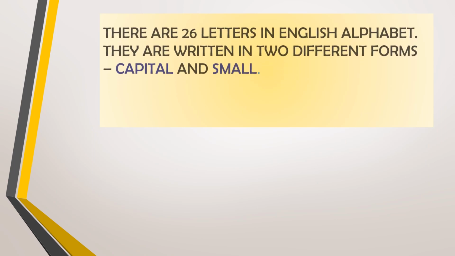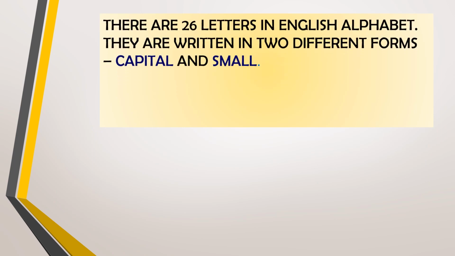There are 26 letters in the English alphabet. So when you read the letters A to Z, how many letters are there? There are 26 letters. They are written in two different forms, capital and small. So when we write these English alphabets, we write them in two forms. One is the capital way of writing and another is the small letters.